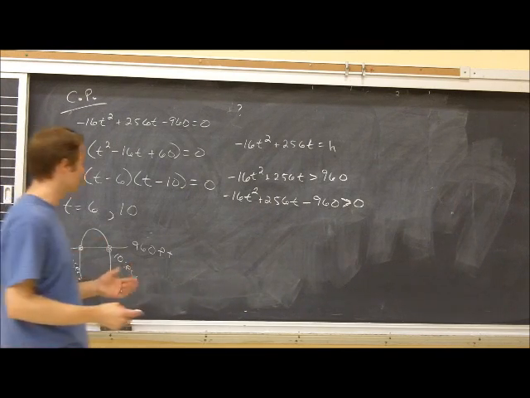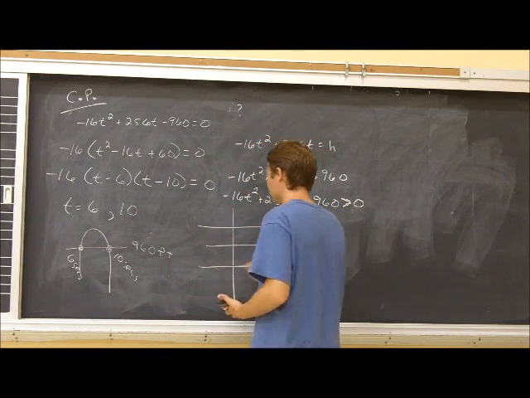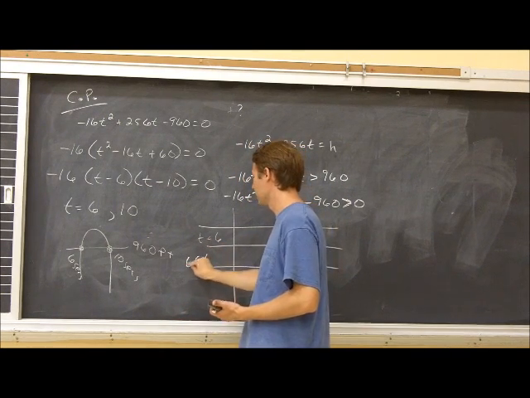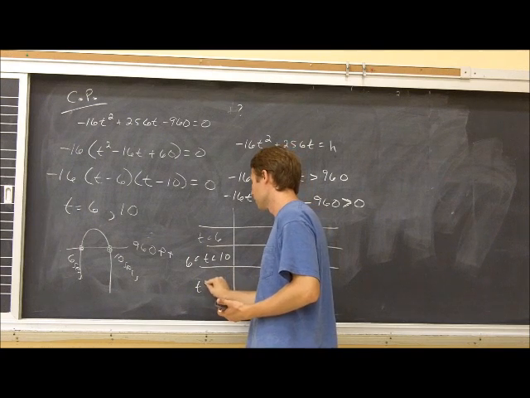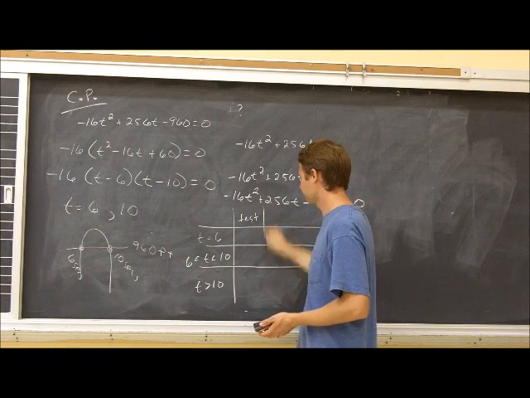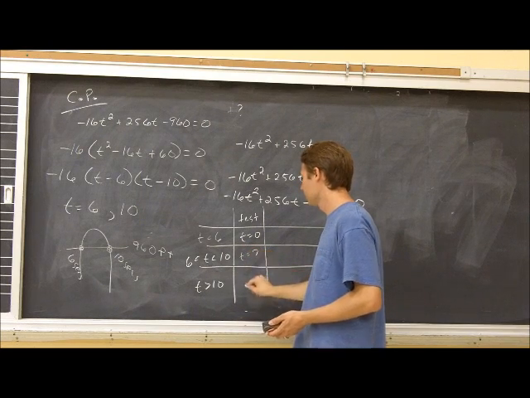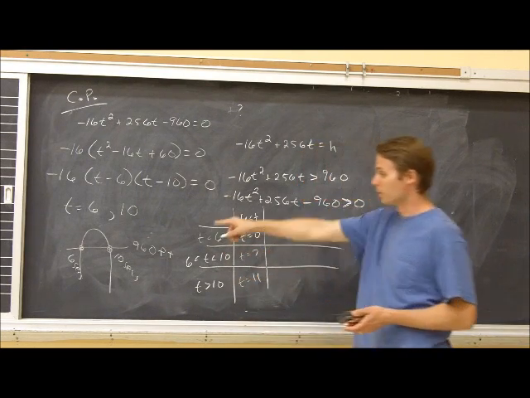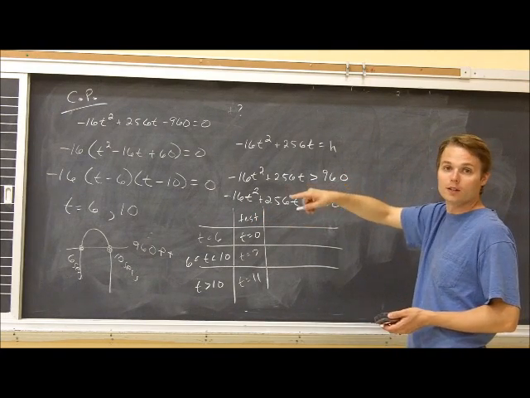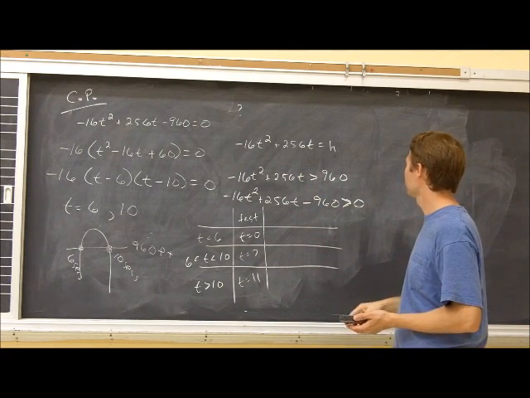If we wanted to prove that this was the case, we could take these intervals and throw them into our chart and say that there's an interval where t is less than 6 seconds, there's an interval where t is between 6 seconds and 10 seconds, and then there's an interval where t is past 10 seconds. And we could pick some test values. So here I could maybe pick t equals 0, here t equals 7, and here t equals 11. And we should get the results that we think. We should get that between 6 and 10 seconds, it's greater than 960 feet. Okay, so let's try this.